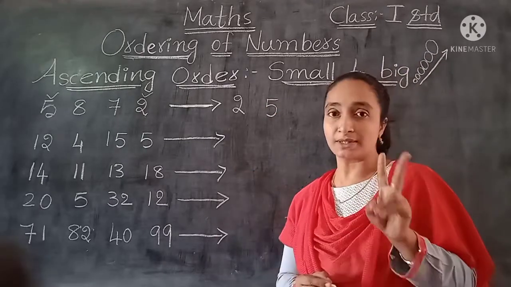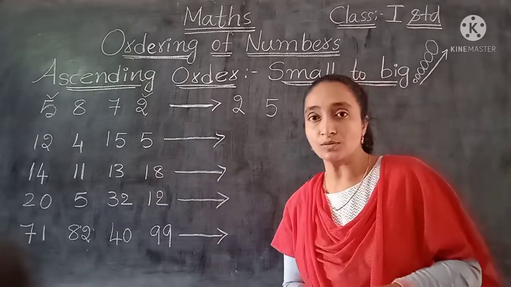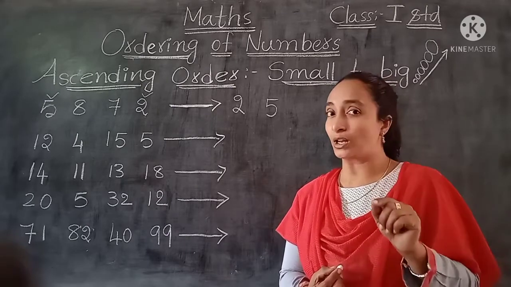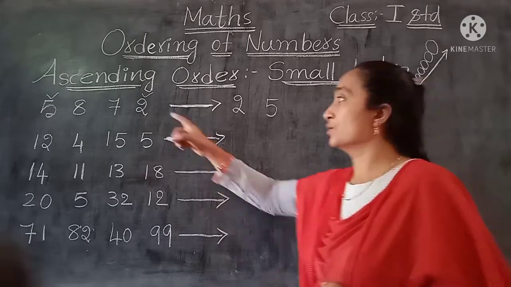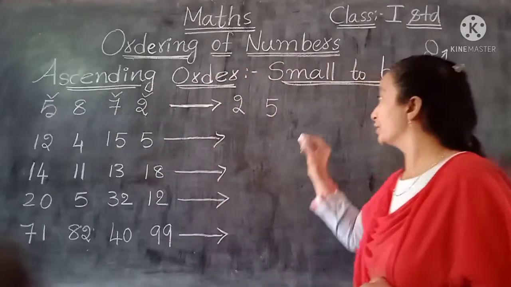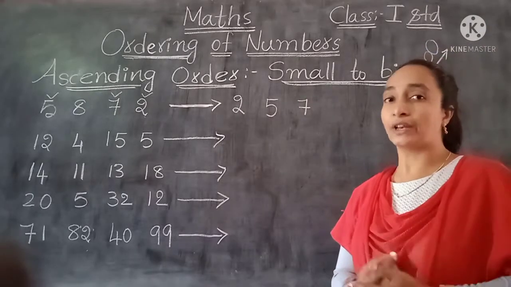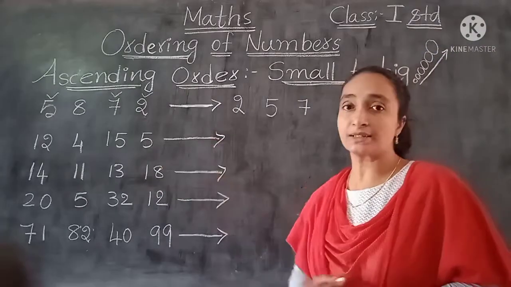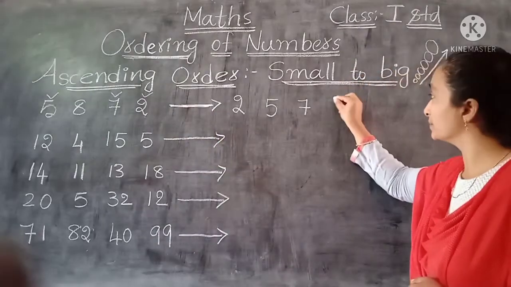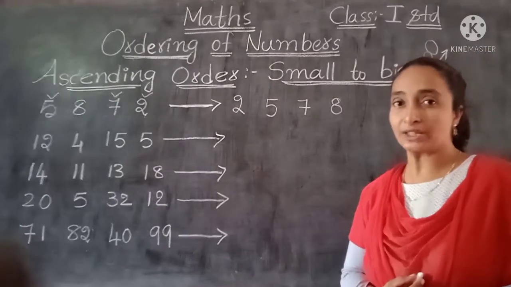And now only 2 numbers are left there, 8 and 7. So again 8 and 7, which is a small number? Yes, ascending order means only small numbers we have to take. So 7 is a small number. So we can use a small tick to the 7 and you can write here 7. And the last one is left over there. Yes, one number is left over there now without the tick mark. So that 8 we can write here. So that means all the numbers are completed.